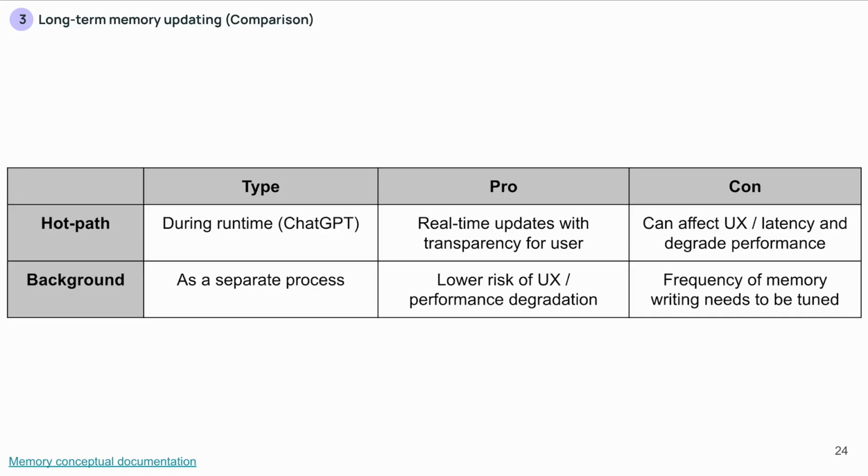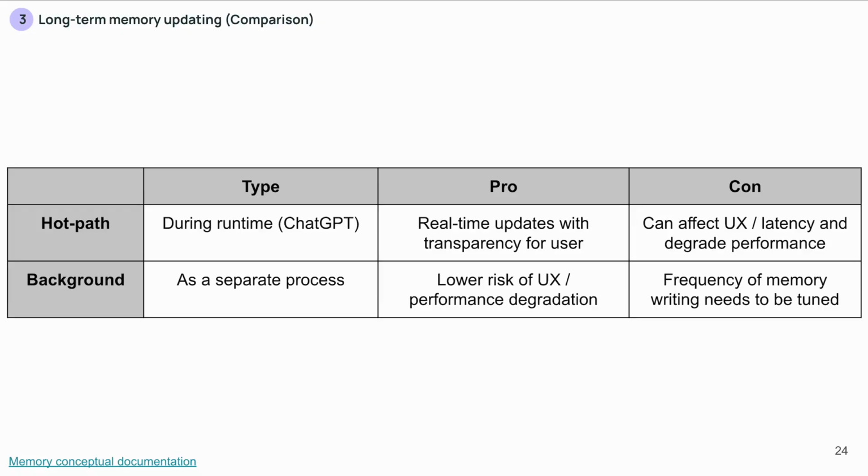And there are some trade-offs between these approaches. Hot path memory updating is what we see, for example, ChatGPT did. It's what our application example does. It provides real-time memory updates, and it can be transparent to the user, which is good in a lot of ways. However, memory updating can affect the user experience or latency and may degrade performance if you have, for example, a complex agent with many other tools, and now you give the agent the additional responsibility to manage memories.